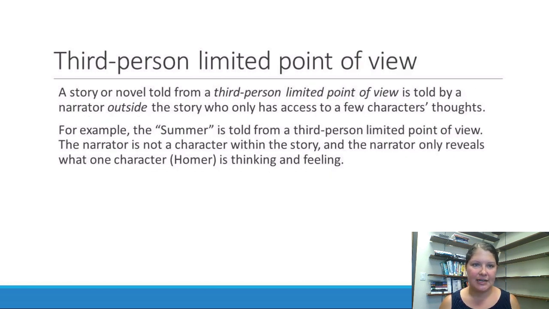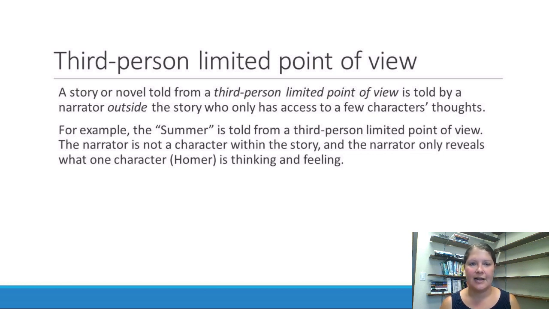The next point of view I'll talk about is third-person limited point of view. A story or a novel that's told from a third-person limited point of view is told by a narrator who is outside the story, so it's somebody who is not a character, and who only has access to a few characters' thoughts. And this is why we use the term limited, because the narrator is limited to either one or maybe two people's perspectives.